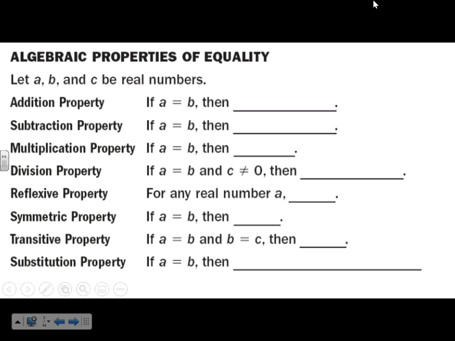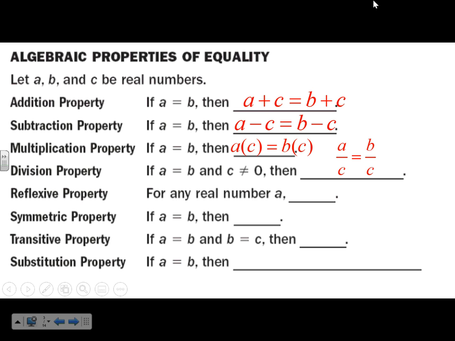So the addition property, if A is equal to B, then A plus C is equal to B plus C. So if you add the same thing to both of those, it's still going to be equal to each other. As you can imagine, the subtraction property is the same way. You're just subtracting. A minus C is equal to B minus C. Multiplication, huge surprise. If you multiply the same thing by both sides, it's still equal to each other. And division, if you divide both things by the same side. So if you divide both sides by the same thing.